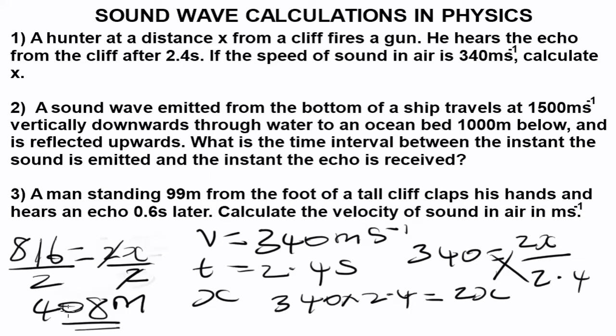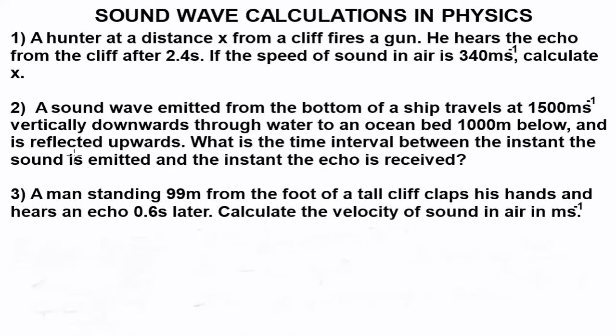So let's wipe this now and solve for question 2. Very interesting, guys. Question 2 says, a sound wave emitted from the bottom of a ship travels at 1,500 meters per second vertically downwards through water to an ocean bed 1,000 meters below and is reflected upwards. What is the time interval between the instant the sound is emitted and the instant the echo is received? So we're looking for time. Remember, we are still working with this formula, v equals 2 times distance over t.